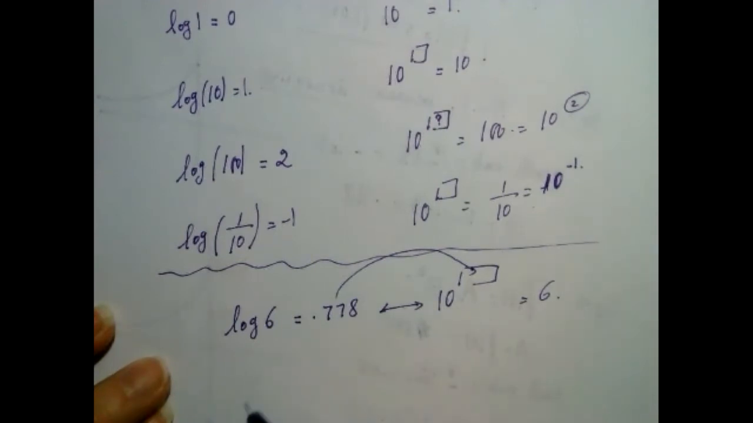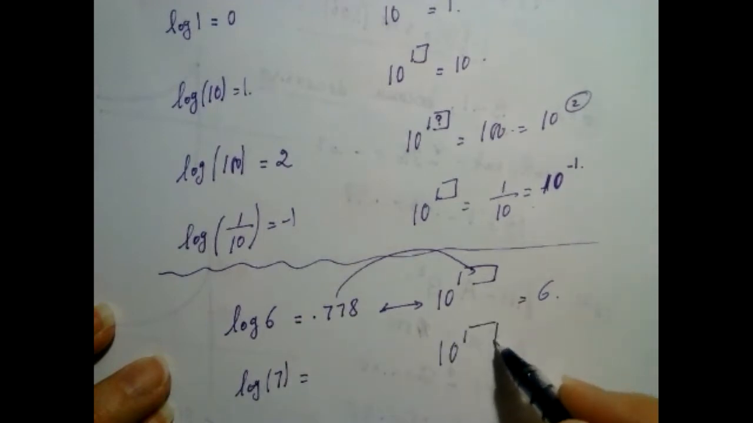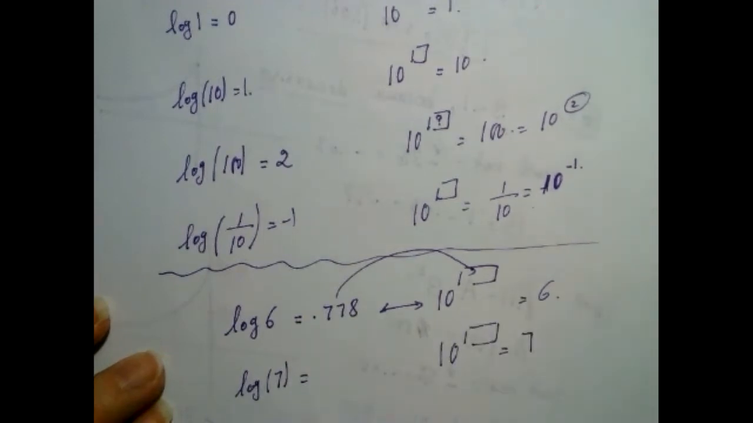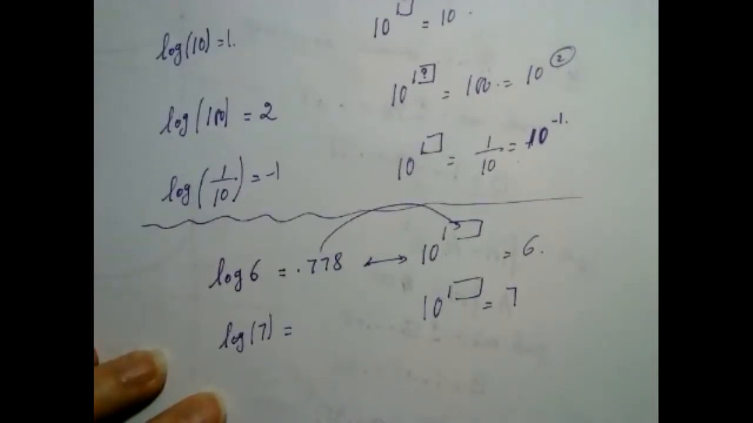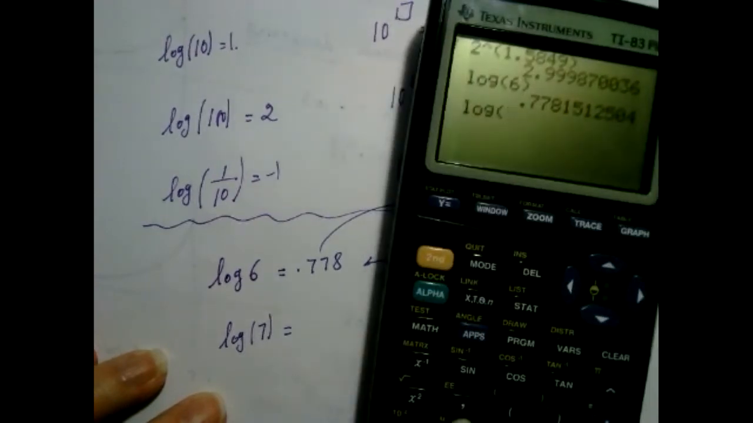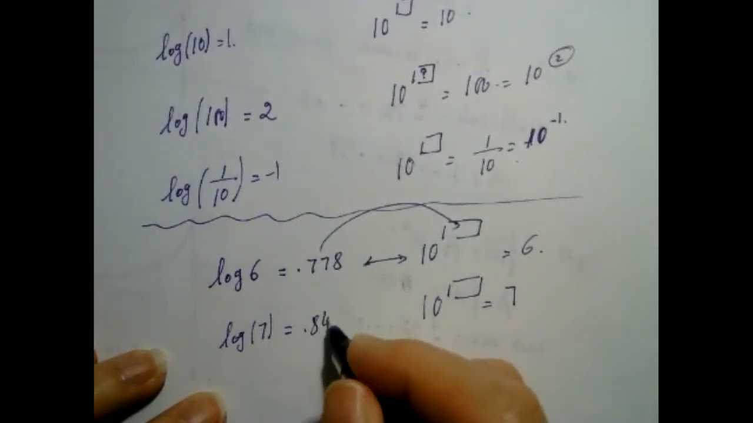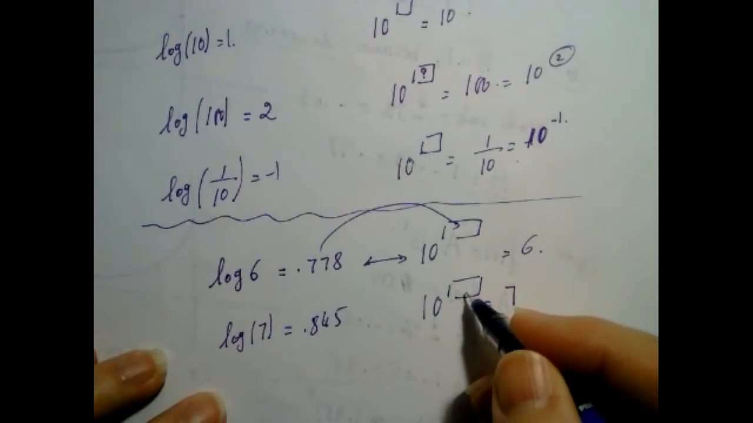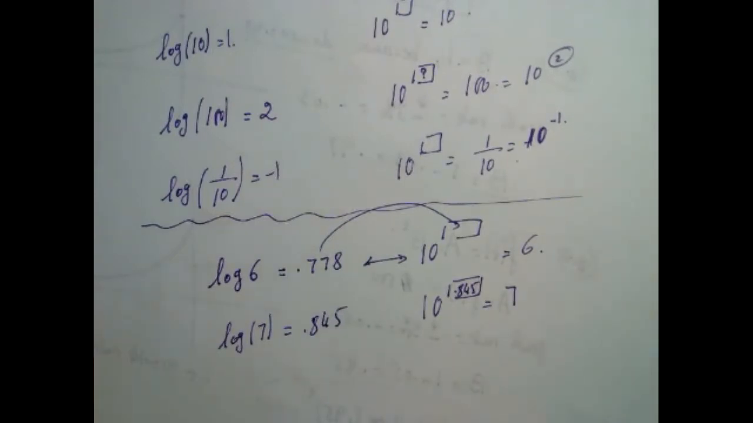So if I take log of any number, log of 7, it means I'm after the power of 10 that gives me 7. It's a very hard question. If I ask you, what should I raise 10 to get 7? For you, it's impossible to answer. That's why the log really comes into the picture. So if I'm getting 0.845, it means if I take 10 to the power 0.845, I get 7.